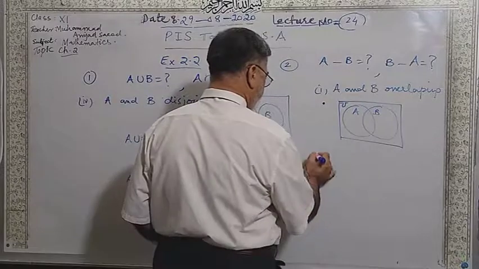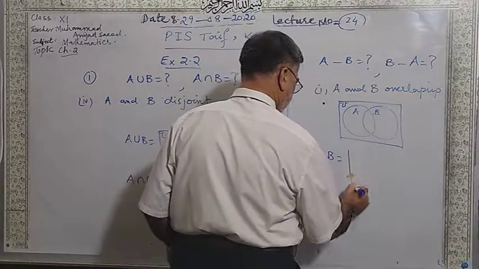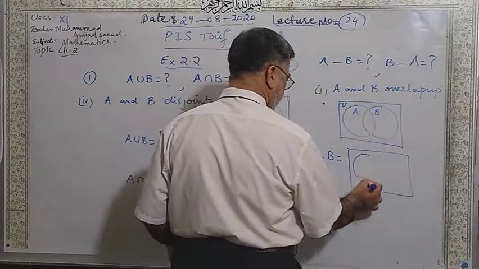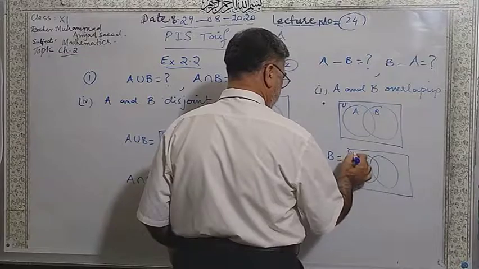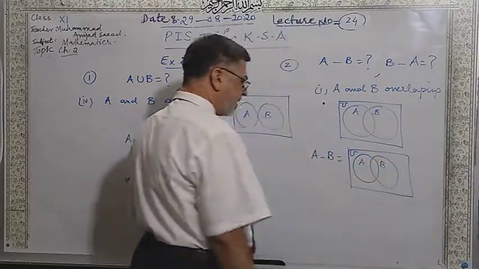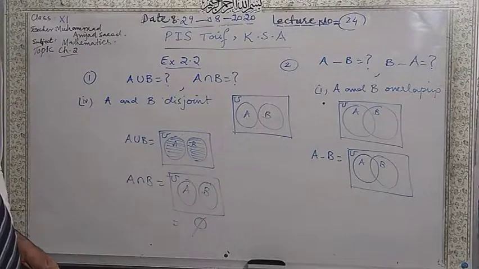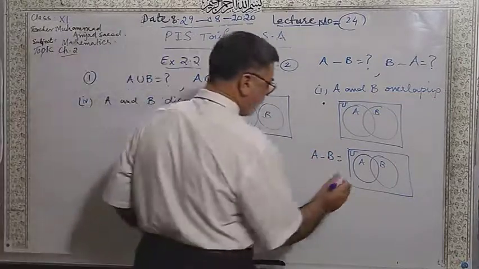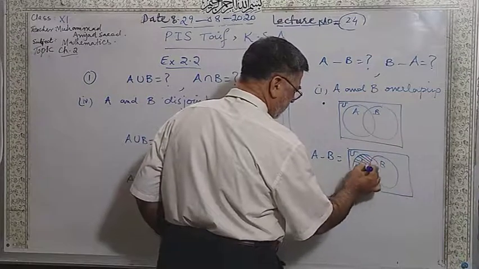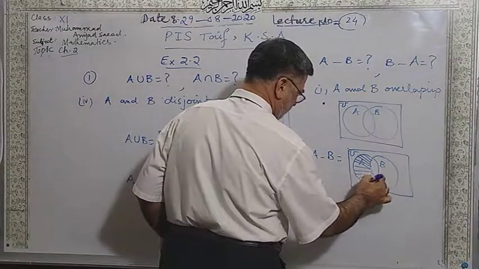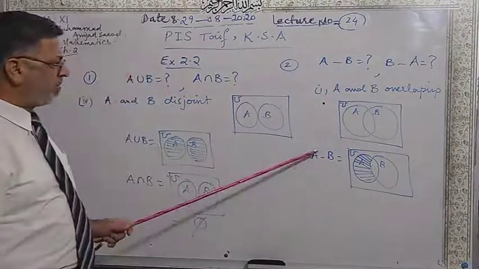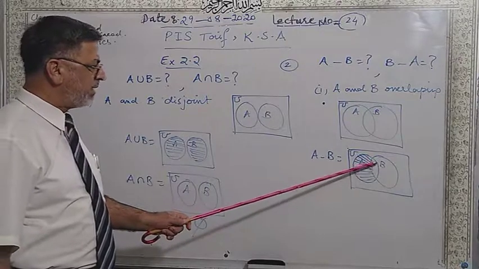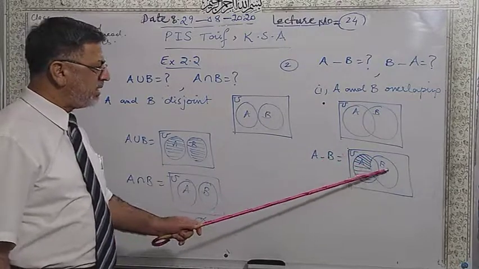What about A difference B? Members of A which are not in B. Remember that A difference B means elements of A which are not in B. Which are the elements of A which are not in B? This one. Actually this part is a part of both B and A, so that's why we are excluding this part.